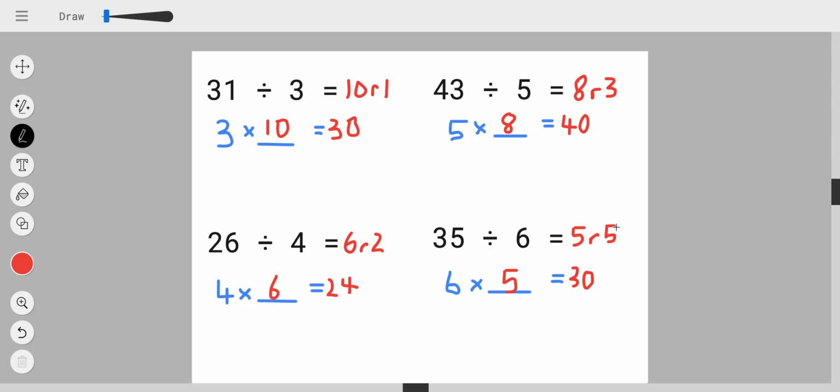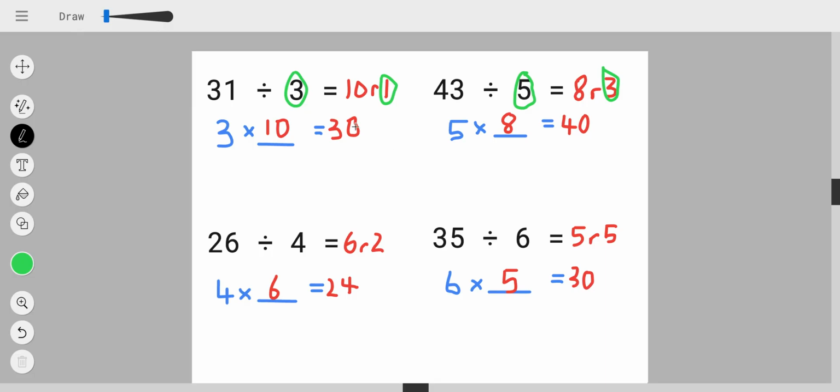Now, the one last thing that I'm going to point out is that the remainder is always less than the number you divide by. So we can see here, a remainder of 1 is less than 3. The remainder of 3 is less than 5. And it's the same in the other two examples. That's because if you have a remainder bigger than the number you're dividing by, then that's too many. That can be reshared by that number.